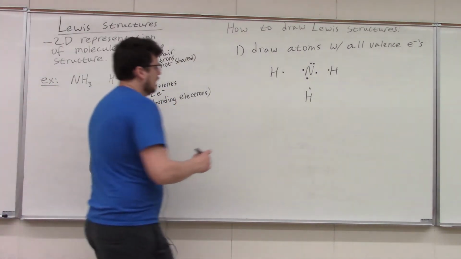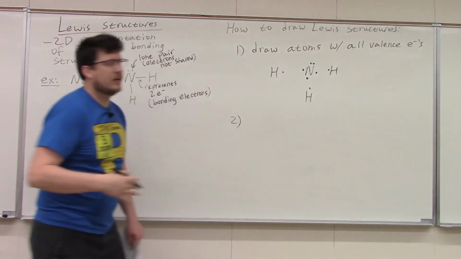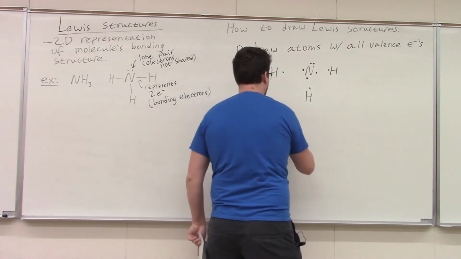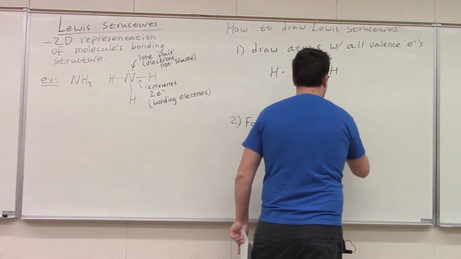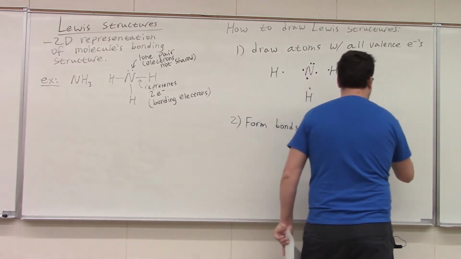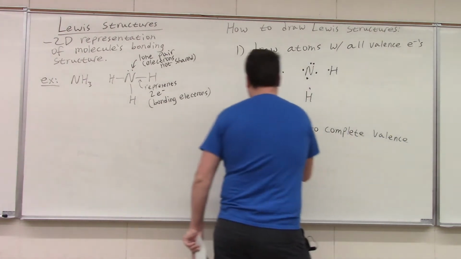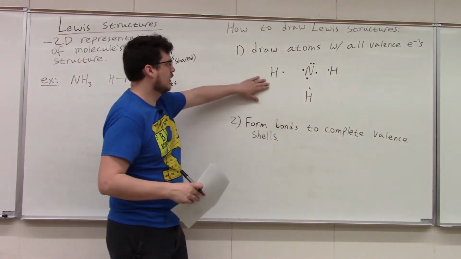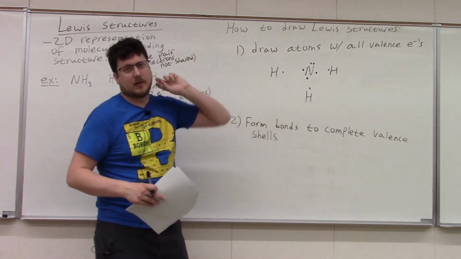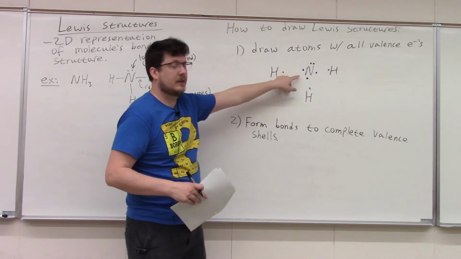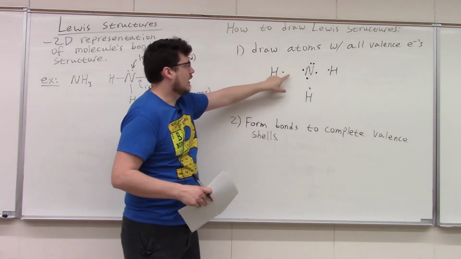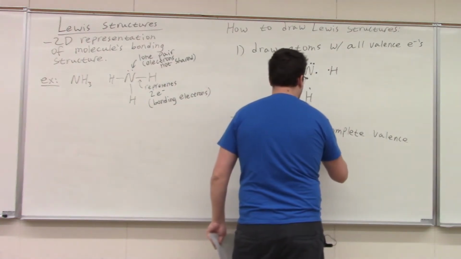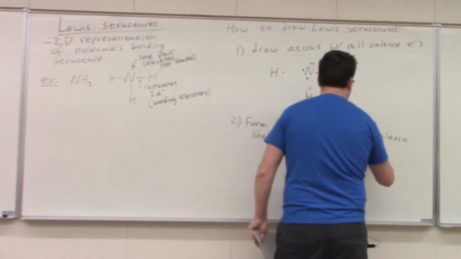All right, so step 2. We're going to form bonds to complete valence shells. But there's going to be an easier way to state this. So we're going to form the bonds, we're going to complete the valence shells. What does that mean? Well, hydrogen, if you look at our periodic table, needs 2 electrons to fill its shell. Nitrogen needs 8. To make a bond, each side has to pitch in 1 electron. So what I'm essentially saying is connect the dots.